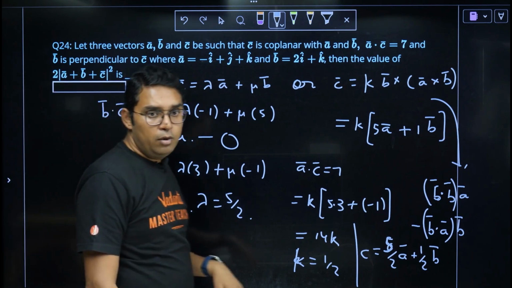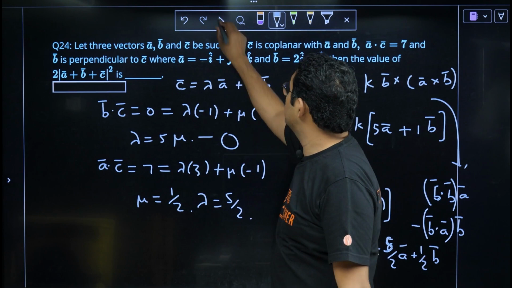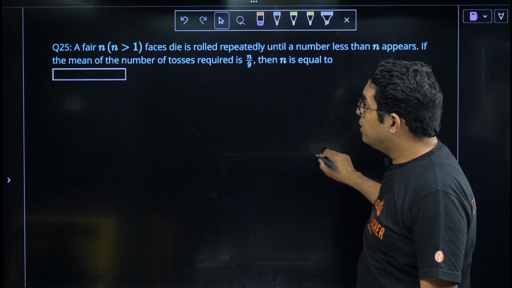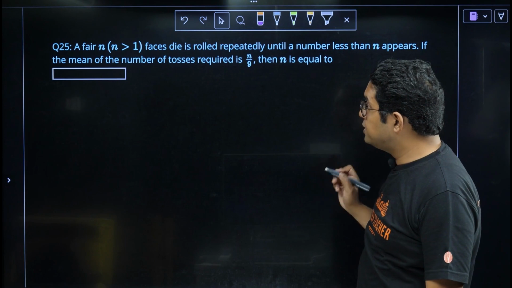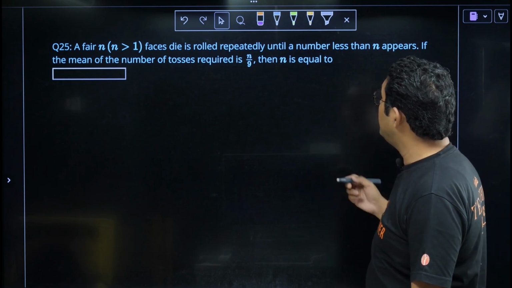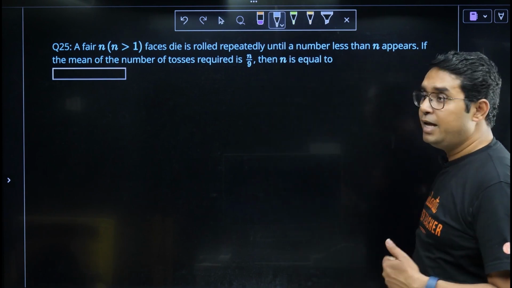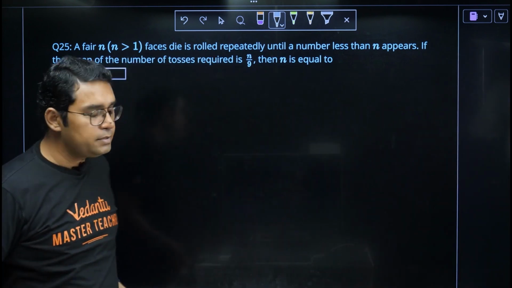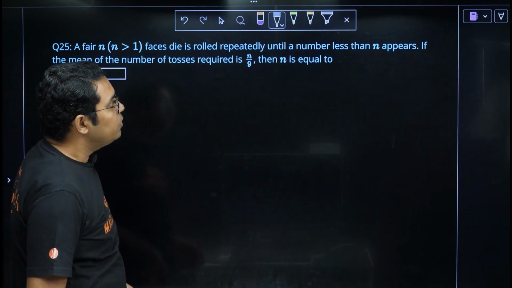I will leave it. Moving to the next question, that is question number 25. I think the last question of this paper. A fair n faces dice is rolled repeatedly until a number less than n appears. Okay, so what they are saying, there is an n face dice, you roll it and you want the number to be less than n.